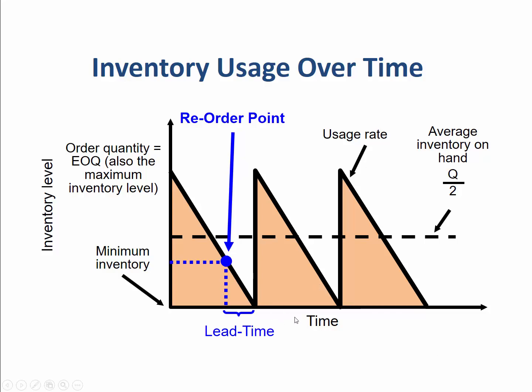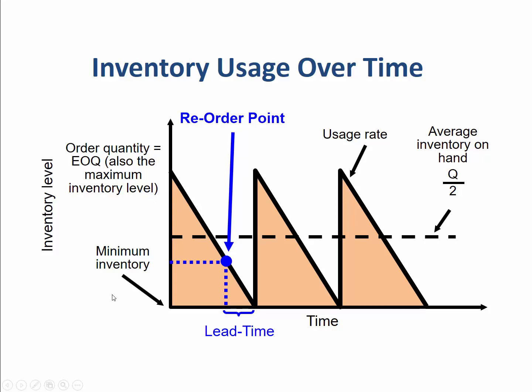A couple of things to mention about this model. The first thing is an important property that we'll keep in mind for later. If we keep ordering always the same quantity over and over, you see that the average inventory on hand is half of that lot size quantity. So Q divided by 2 is the average inventory on hand in this model. Let's keep that in mind. Another important thing is that the unknown in this equation, what we're trying to solve the model for, is the quantity we're going to reorder each time if we want to minimize our costs.